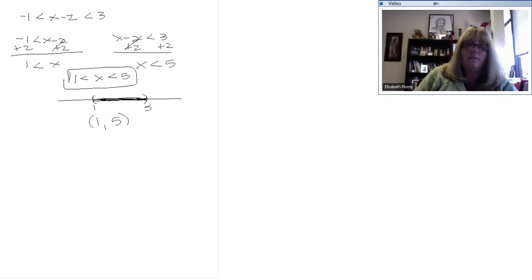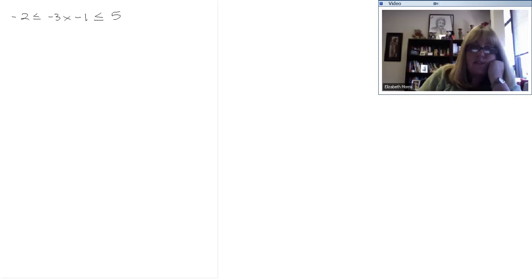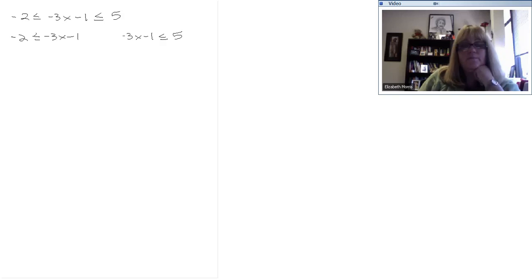All right, let me show you what else it could look like, though. Let's take a different one. What if we had negative 2 is less than or equal to negative 3x minus 1, which is less than or equal to 5. All right, we're still going to separate them out. Negative 2 is less than or equal to negative 3x minus 1, and negative 3x minus 1 is less than or equal to 5.